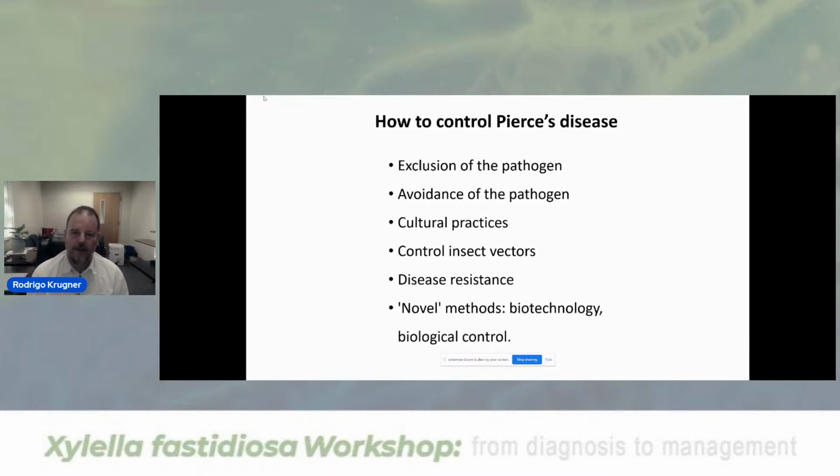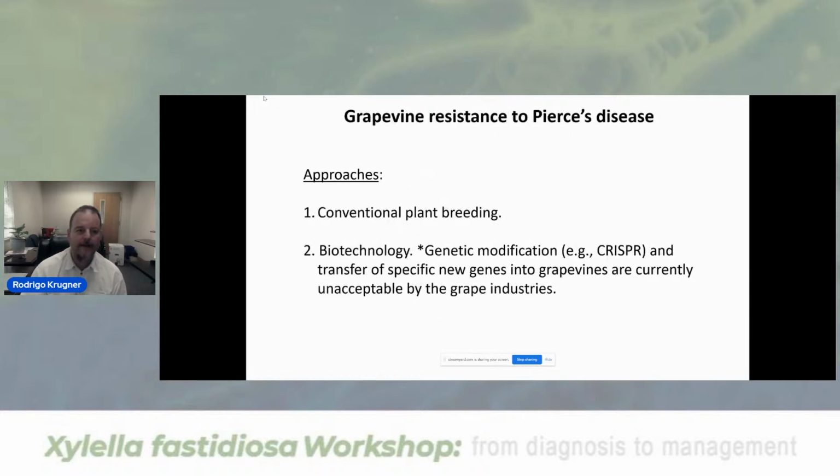So that leaves controlling insect vectors and also developing disease resistance. So developing grapevines with disease resistance. Then there's also some novel methods, things that have been researched today. I don't know if I'm going to have time to go through those.